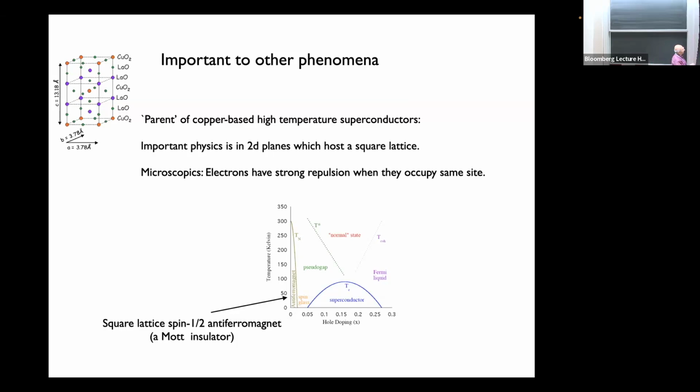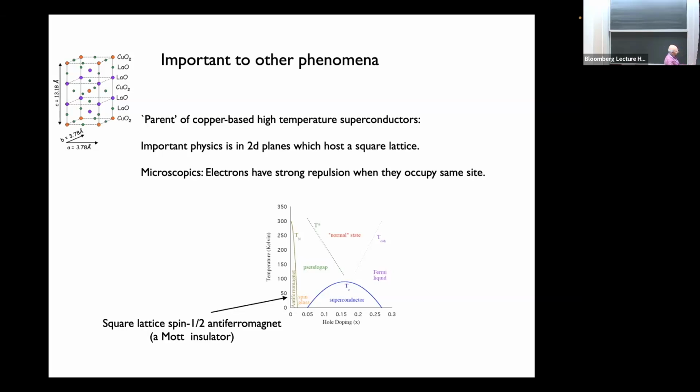And it's known that the microscopic Hamiltonian is such that the electrons have very strong repulsion when they occupy the same lattice site. The phase diagram is that the parent material starts off as an insulator where there's one electron at each site, and the electrons don't move because they run into each other, the strong repulsion.